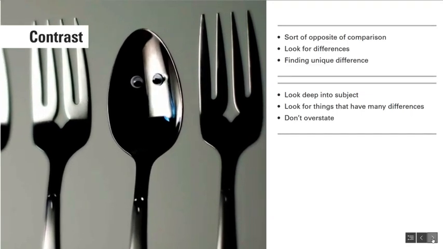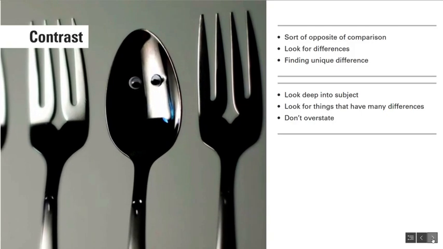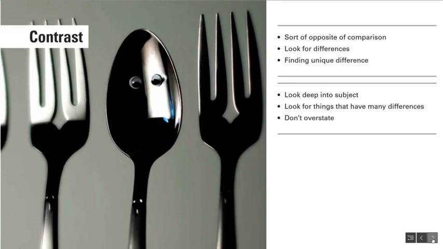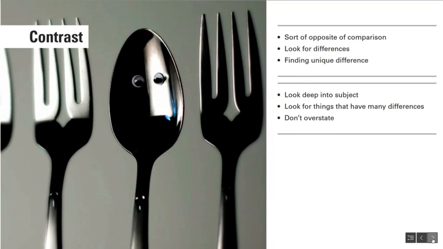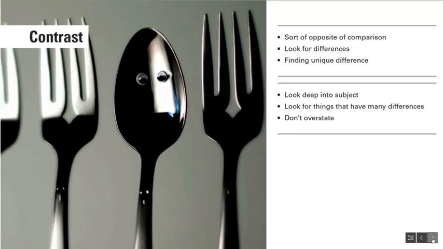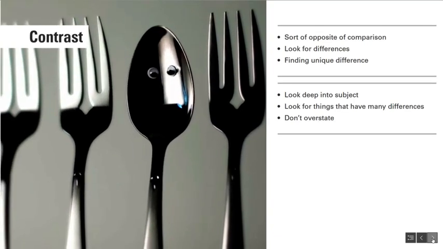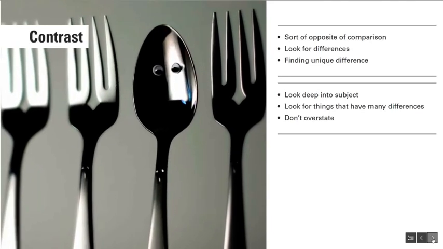If you look at these forks and the spoon, there's obviously the difference because one is a spoon and the others are forks. But the unique difference here is the spoon has eyeballs. That's definitely a unique difference. Maybe the spoon is made out of a different type of stainless steel than the forks. Just look for the specific unique differences. And then again, look deep into the subject. Do your research. Find the details that are going to really sell your writing.